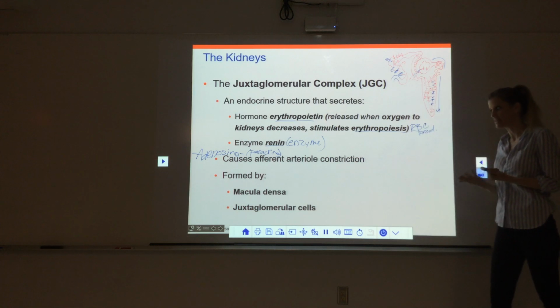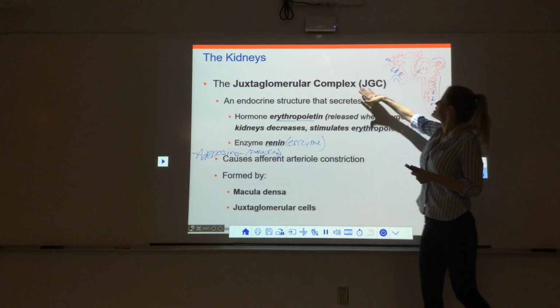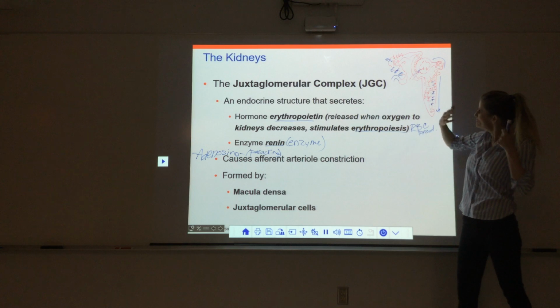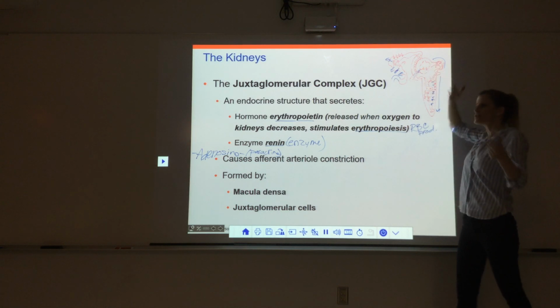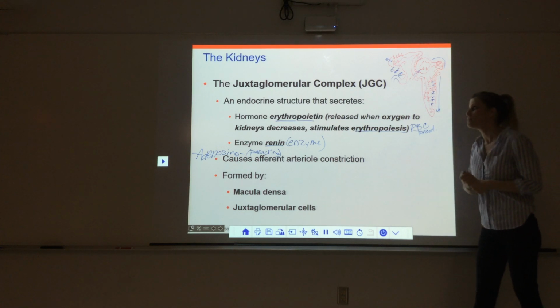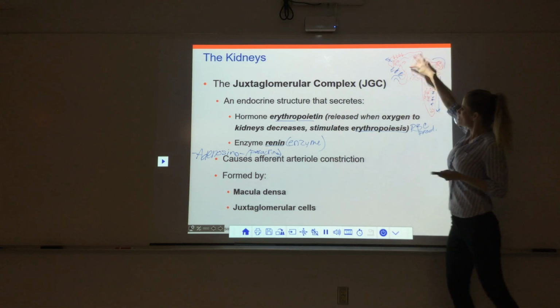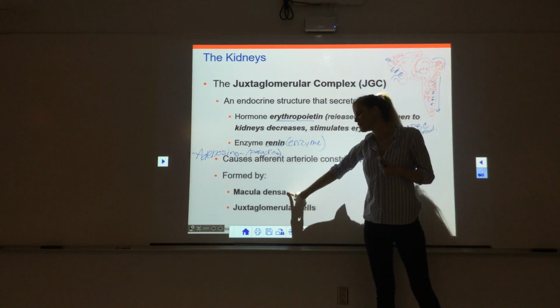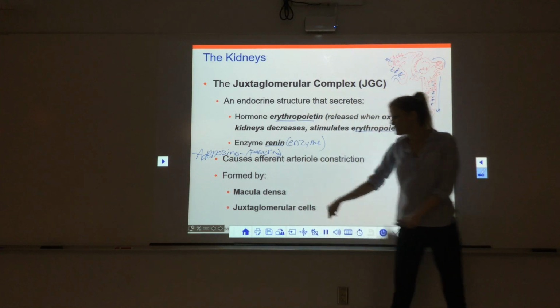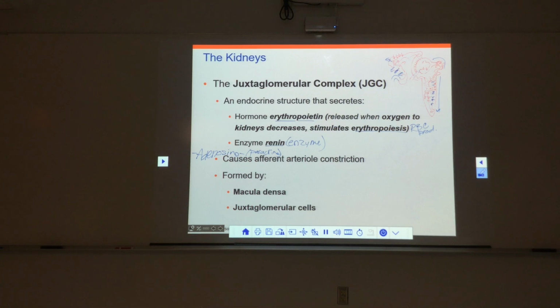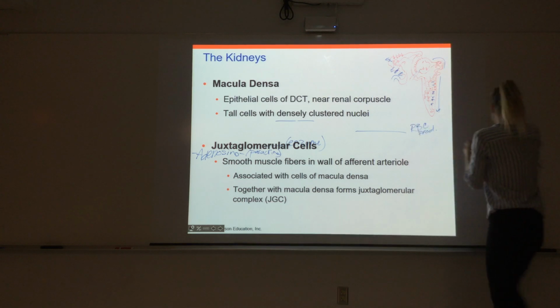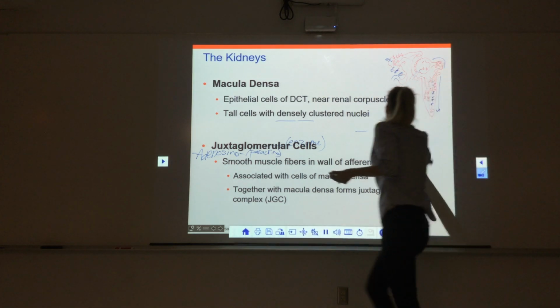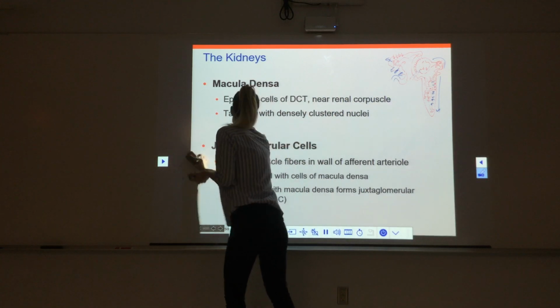Again, we'll talk through all of these as we go. The whole point is this juxtaglomerular complex influences how much we filter out of the nephrons. Right? Either increases it or decreases it depending on what's going on in the body. The complex right here is formed by cells of what we call the macula densa, and then also juxtaglomerular cells. So the macula densa refers to the epithelial cells of the DCT.